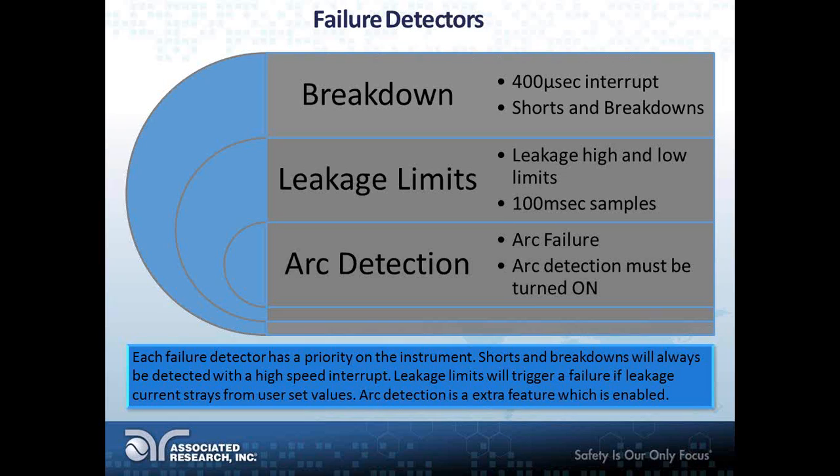Then we have the leakage limits. Well, we talked about leakage limits, how we can set the high and low limits. Therefore, leakage limits are also a great way of checking for Hipot test failures. This is a slightly slower circuit set at 100 millisecond samples.